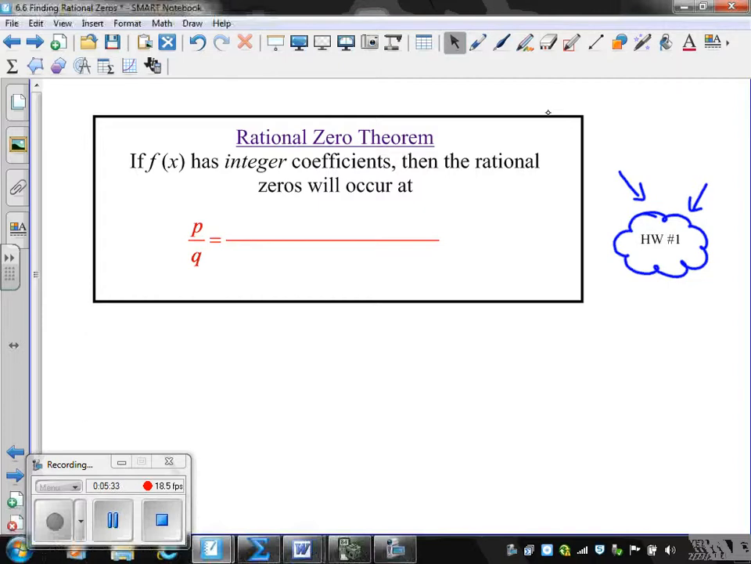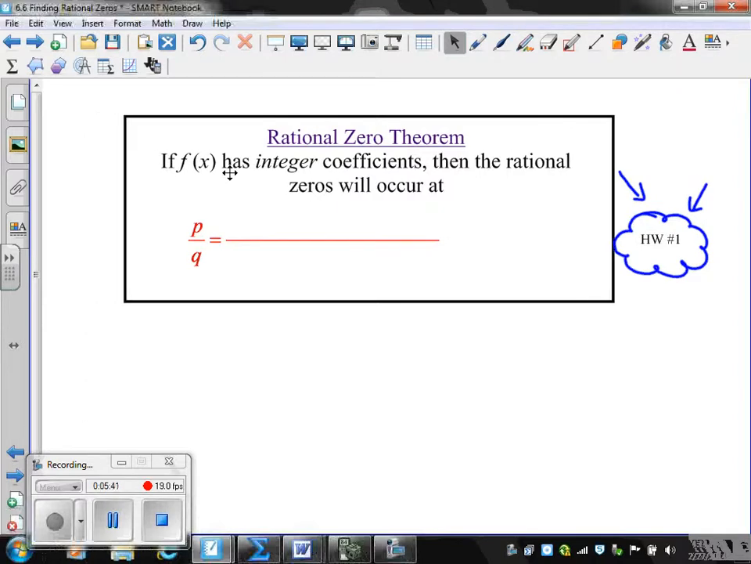Okay, so here's the rational zero theorem. It says if your function f of x has integer coefficients, we need all integer values for coefficients, which is most of the time, right? Then our rational zeros, those nice zeros that are fractions and whole numbers and 0 and stuff like that, are going to occur at this ratio we call p over q. We'll see how we're going to use that in a moment.